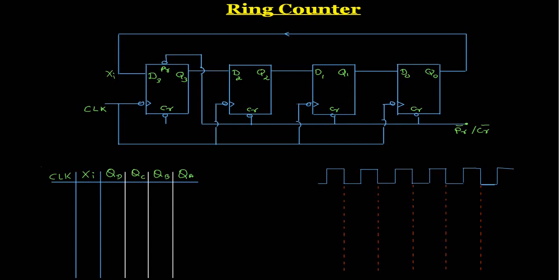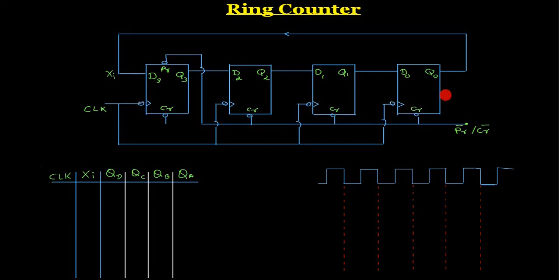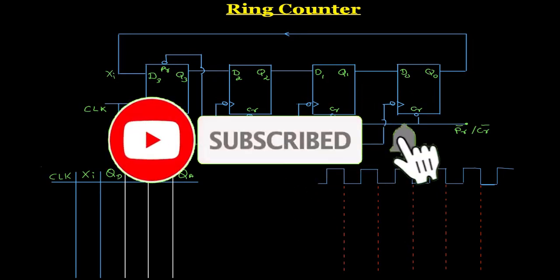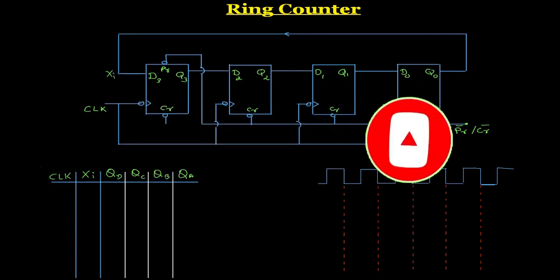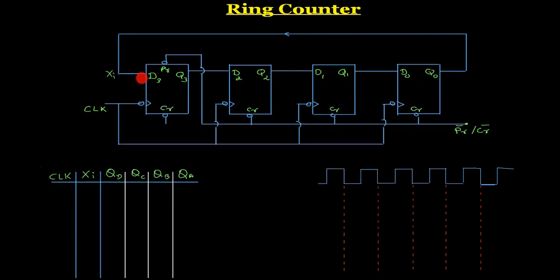So here if you see the logic diagram, we have the logic diagram of a SISO shift register. Again we have 4 different flip-flops, so it is a 4-bit SISO shift register. The only thing is that in a SISO shift register, we apply the data at Xi in serial fashion and we get the output data at Q0 in a serial fashion.